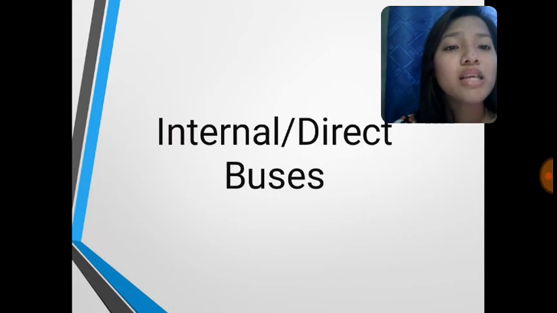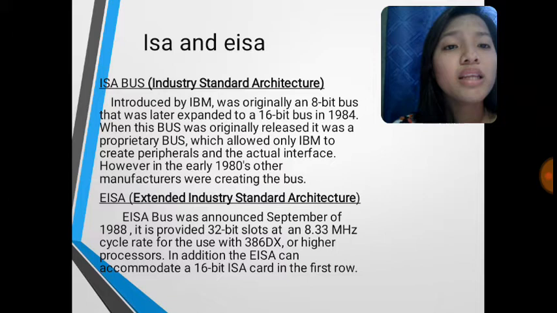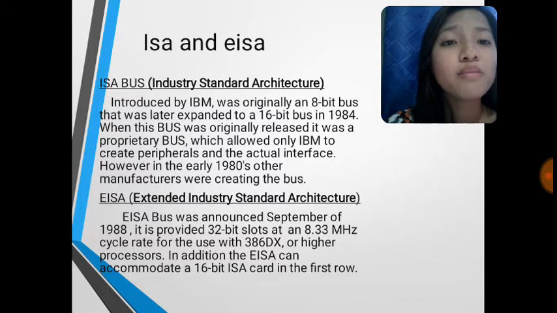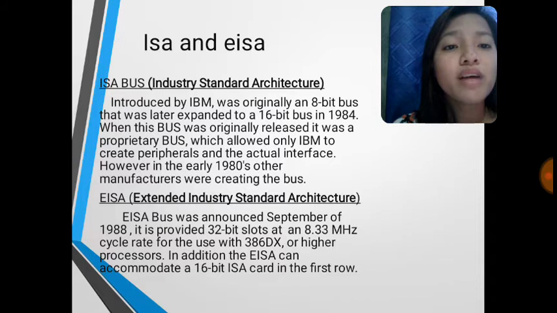Internal direct buses. ISA bus, Industry Standard Architecture, introduced by IBM, was originally an 8-bit bus that was later expanded to a 16-bit bus in 1984. When this bus was originally released, it was a proprietary bus which allowed only IBM to create peripherals and the actual interface.